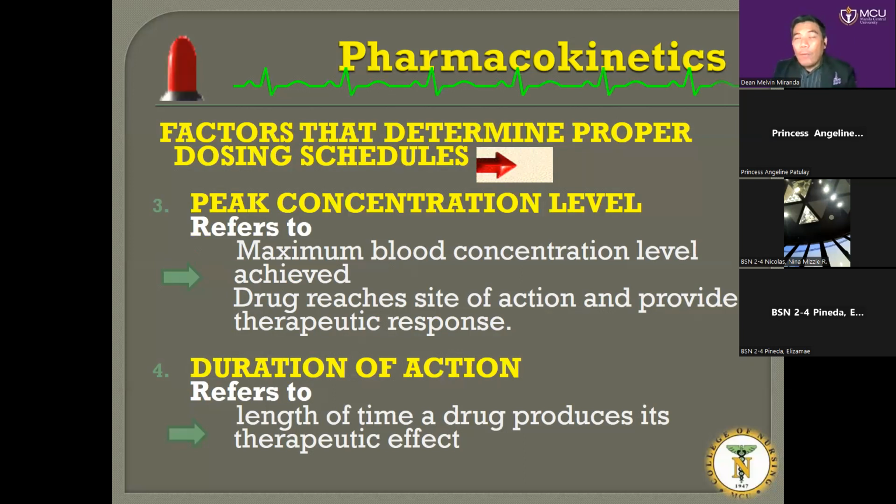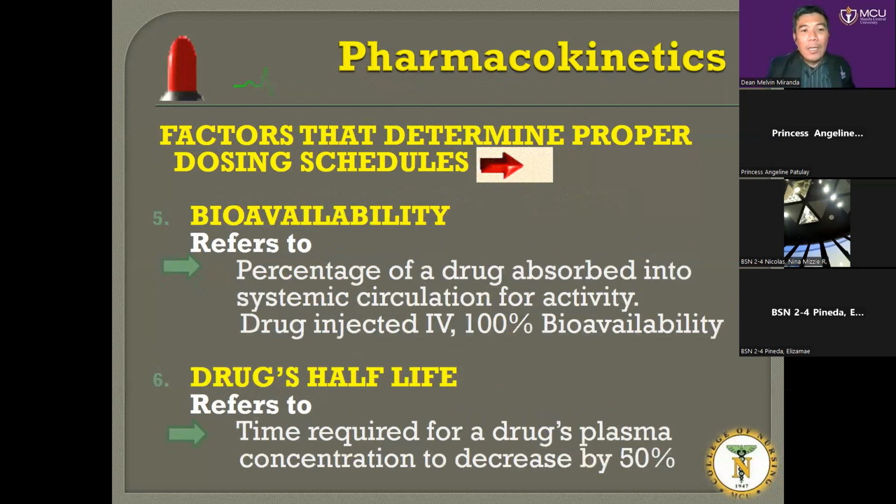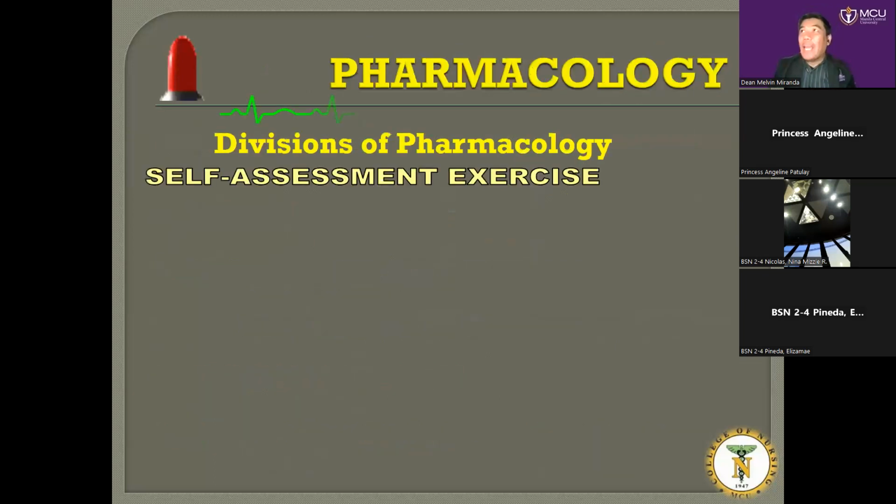So kanina we have discussed about peak concentration level. So pag sinabi natin peak concentration level, that is the time when the blood reaches the plasma. So yun yung maximum blood concentration level wherein magi-start na yung half-life of the drug. Wherein pag sinabi naman ng half-life of the drug, that is already the 50% and the bioavailability is the 100% effect of the drug. So now we are on the perspective wherein we will have our self-assessment exercise.